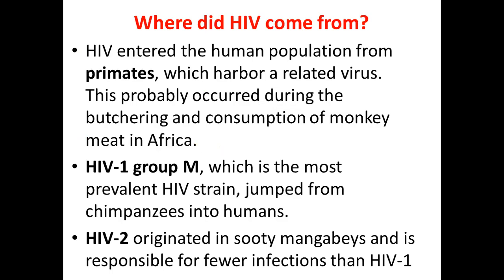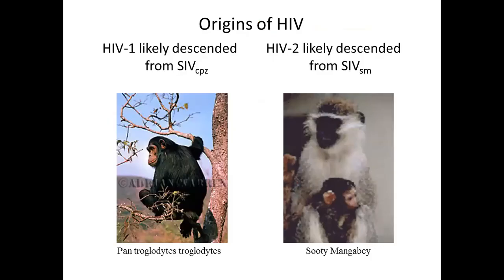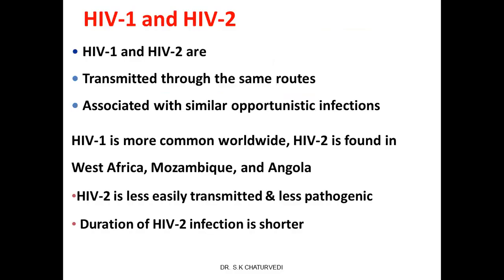Now, we should know how many forms there are. Usually it enters the human population from primates, and usually monkey meat is involved in it. There are two serotypes of HIV. HIV-1 is the most prevalent HIV strain, and it is found mostly in chimpanzees. HIV-2 is found in a species of monkeys called sooty mangabeys. This is how the two species look. You should know that there are two strains of HIV.